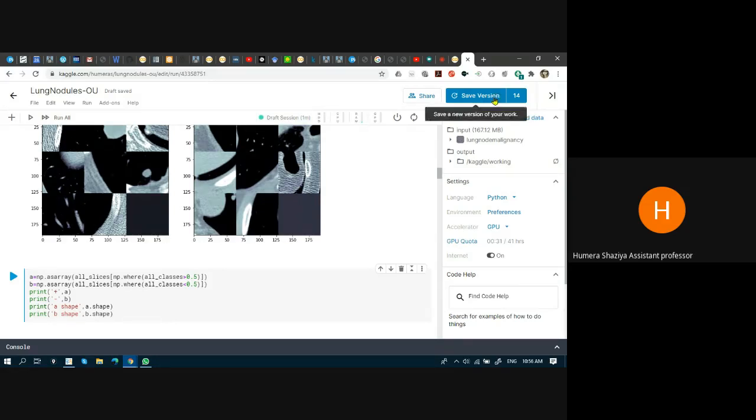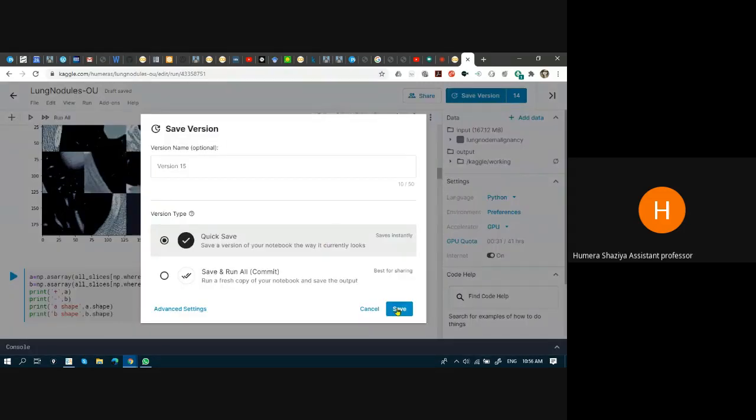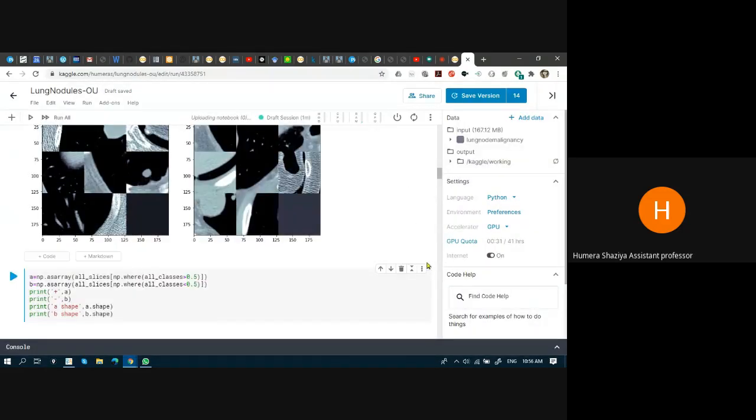Okay, I can save the version. I can create a number of versions. Actually I have not made any changes, but to show you all, I'm doing all these things. The version will be saved, and I can access it later.